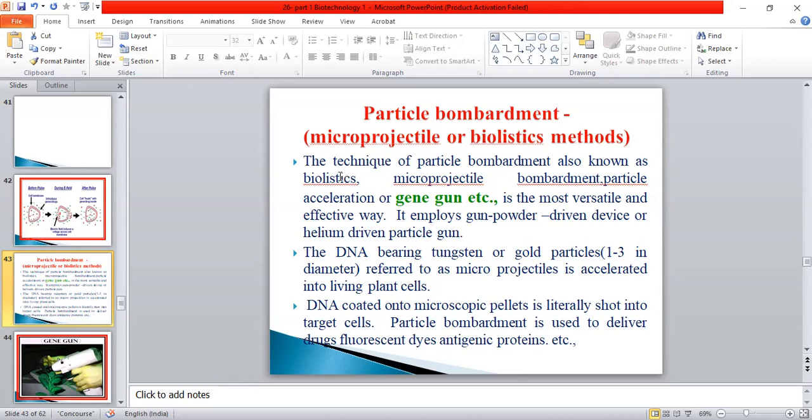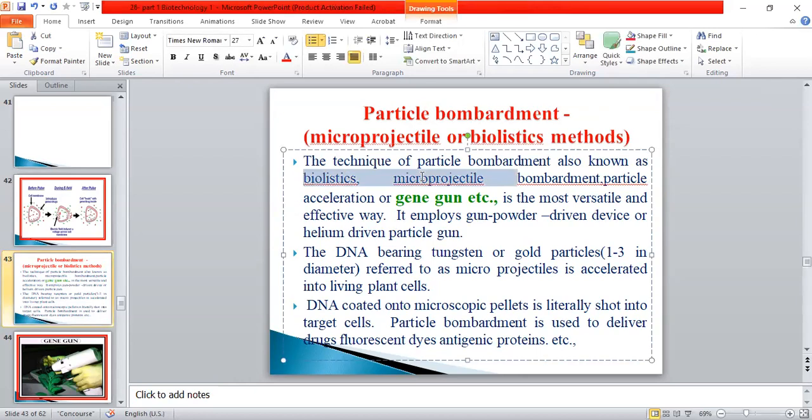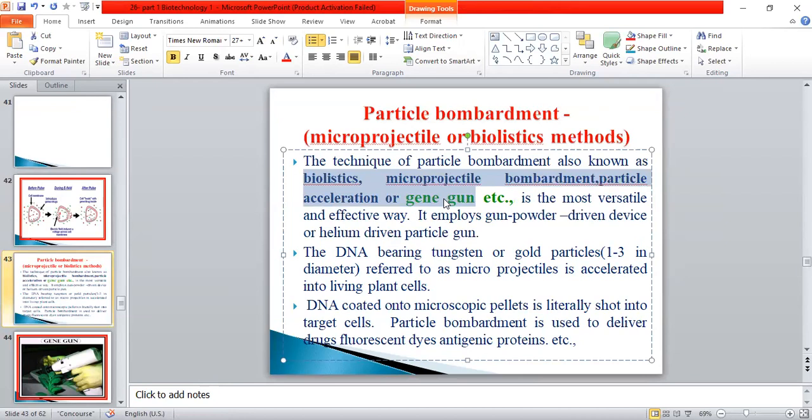Okay, see that one. The technique of particle bombardment, also known as biolistic, microprojectile bombardment, particle acceleration, is done by the gene gun. The biolistic microprojectile bombardment, particle acceleration or gene gun is the most versatile and effective way. It employs a gunpowder-driven device or helium-driven particle gun. This is very, very important. I will show you how the gene gun is used.